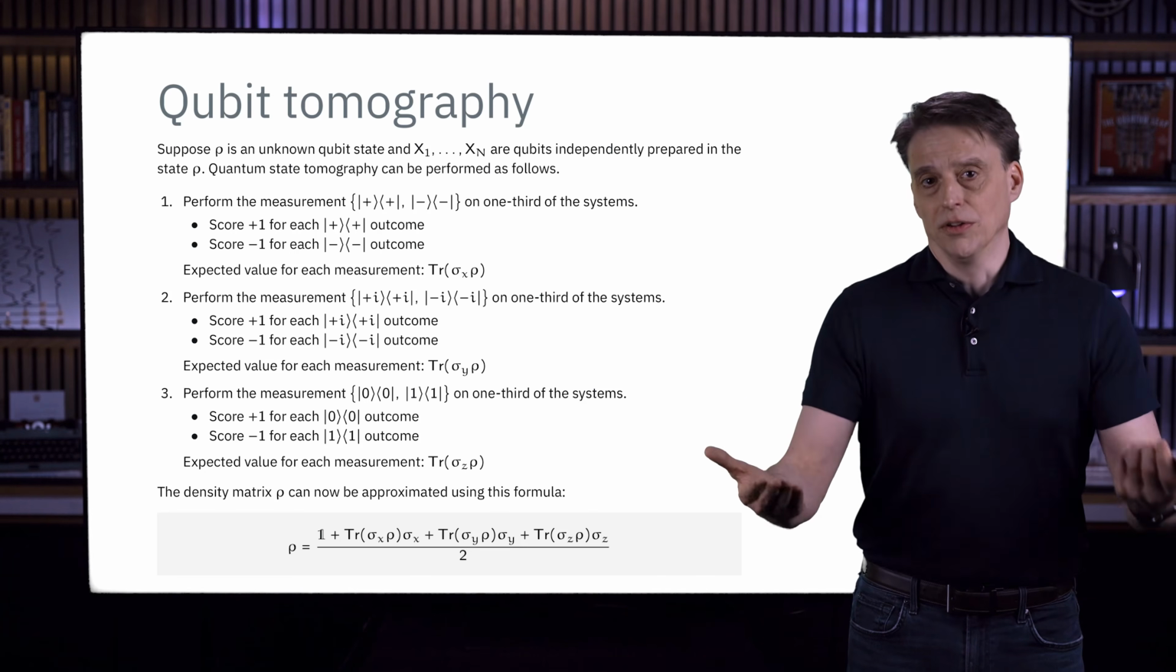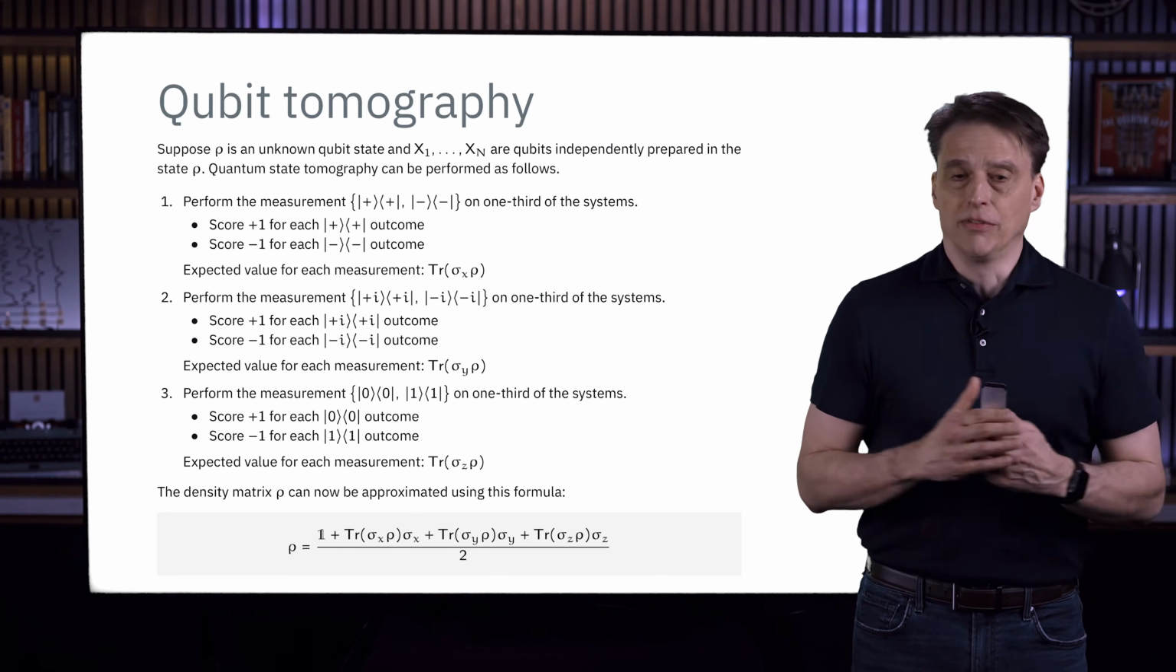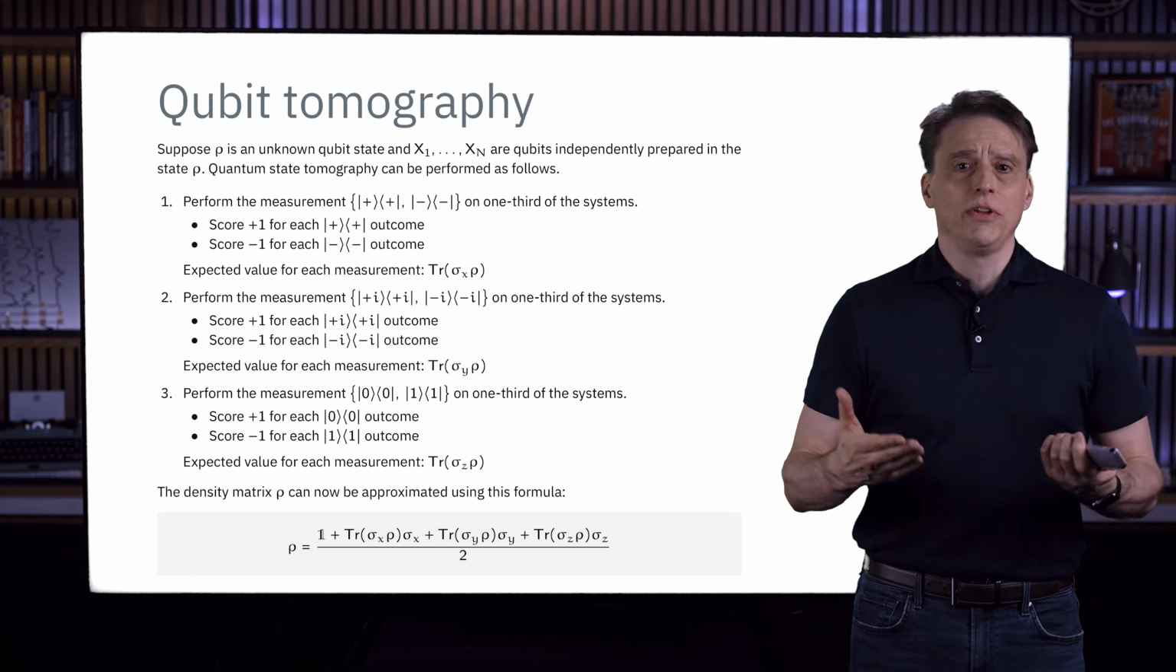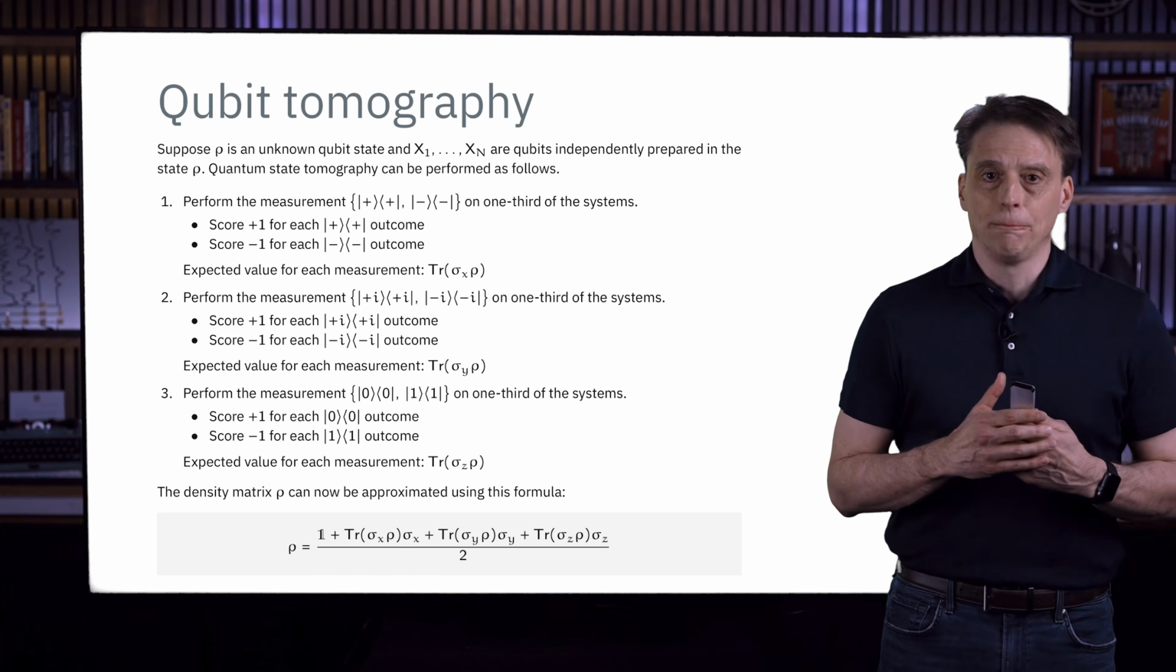Of course, there are details that I haven't gone into, such as the accuracy of the approximation and the degree of confidence that we can hope to have in it, but hopefully that gives you a basic idea of one way that tomography can be performed on a qubit.